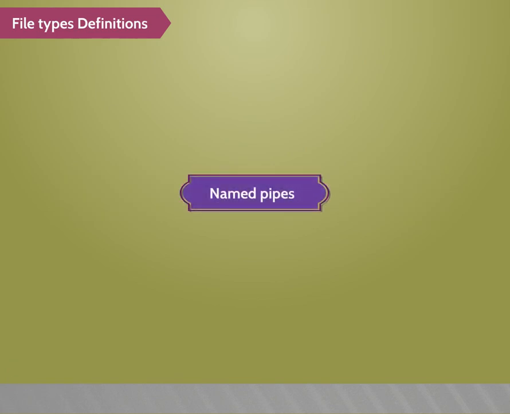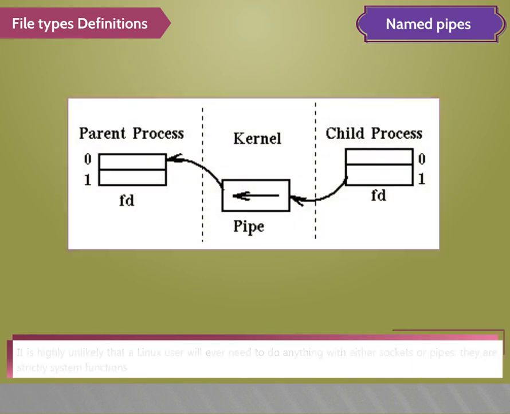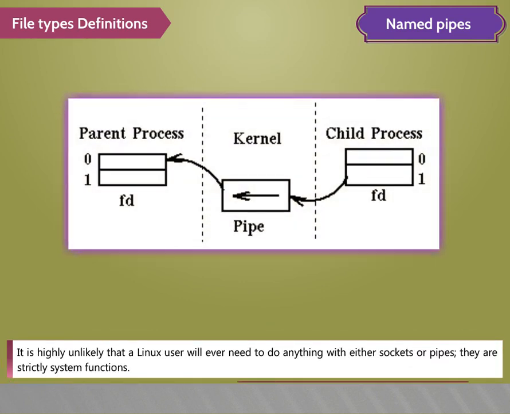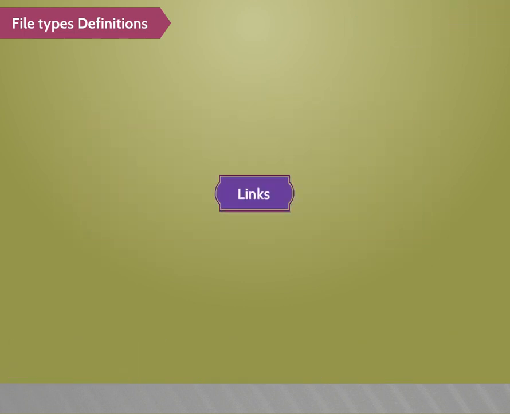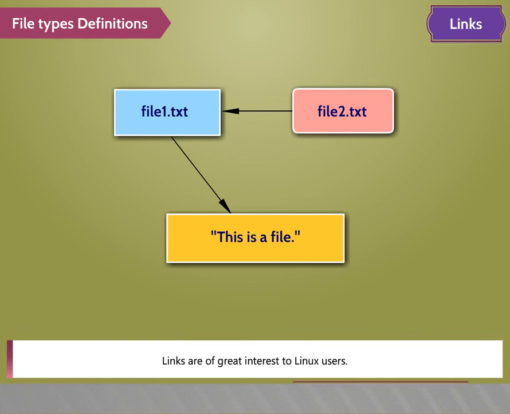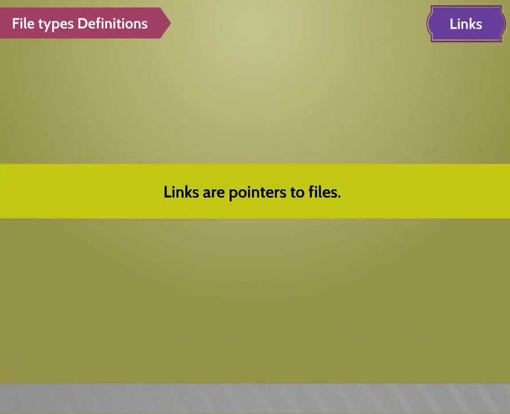Named pipes: also for local inter-process communications. It is highly unlikely that a Linux user will ever need to do anything with either sockets or pipes. They are strictly system functions. Links. Links are of great interest to Linux users. There are two types: hard links and soft links. Links are pointers to files.